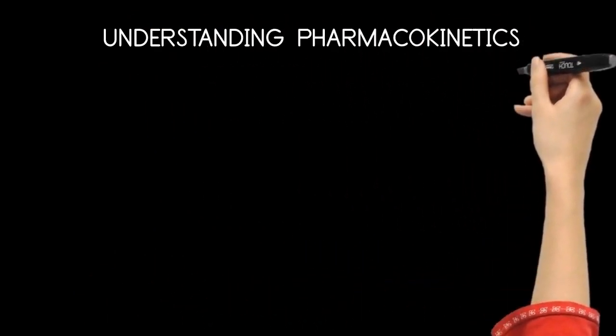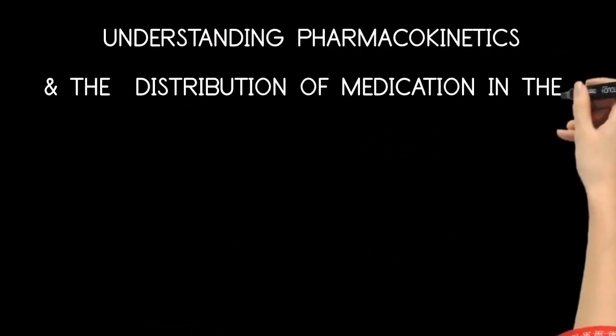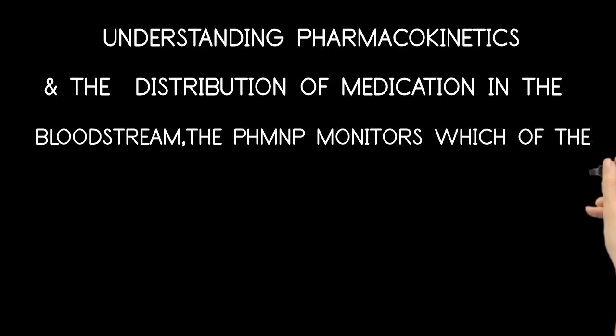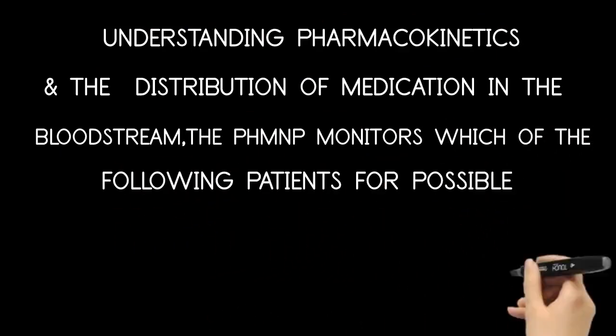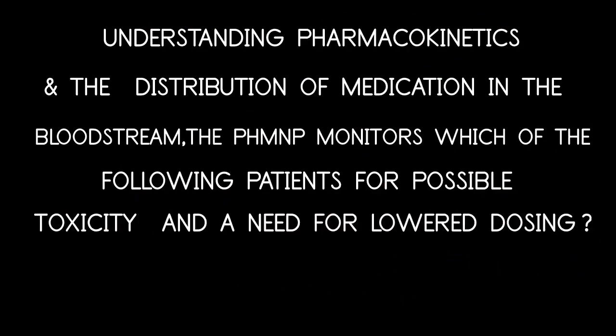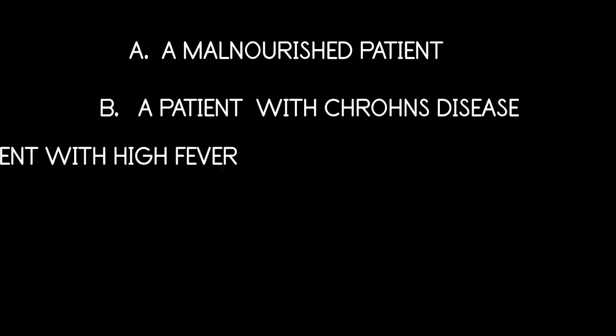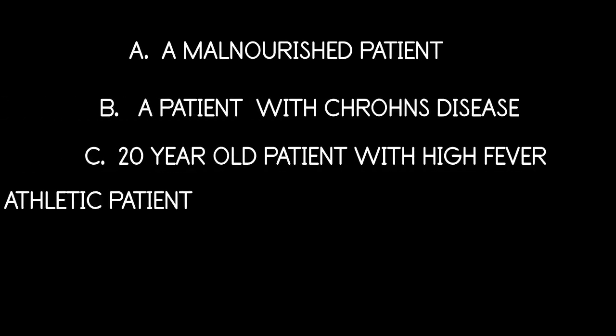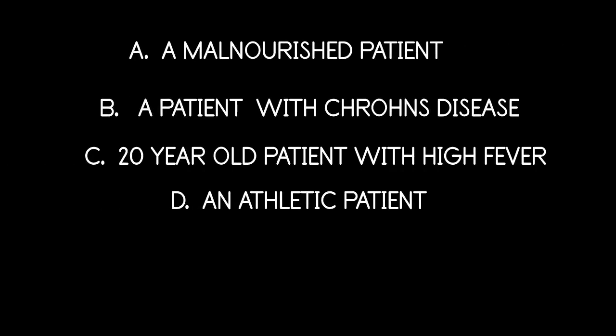Understanding pharmacokinetics and the distribution of medication in the bloodstream, the PMHNP monitors which of the following patients for possible toxicity and a need for lowered dosing? Letter A. A malnourished patient. Letter B. A patient with Crohn's disease. Letter C. A 20-year-old patient with high fever. Letter D. An athletic patient. Answer is Letter A. Malnourished patient.